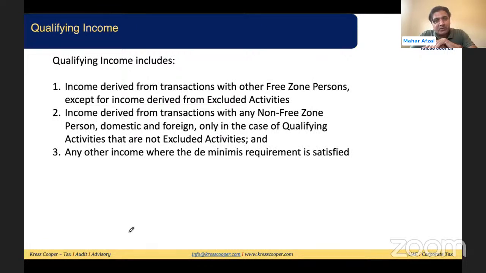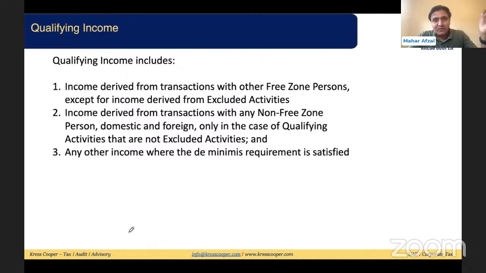Some income of the qualifying free zone person we have already discussed in our free zone business seminar. When we conducted the seminars on the free zone, we discussed in detail that some income will be considered qualifying income, and this income will not be subject to corporate tax if it is earned by the qualifying free zone person. What are those incomes? Income derived from transactions with other free zone persons, unless these are excluded activities; income earned from a non-free zone person, qualifying activities, unless these are excluded activities; and income which meets the de minimis criteria. So these were the qualifying incomes.